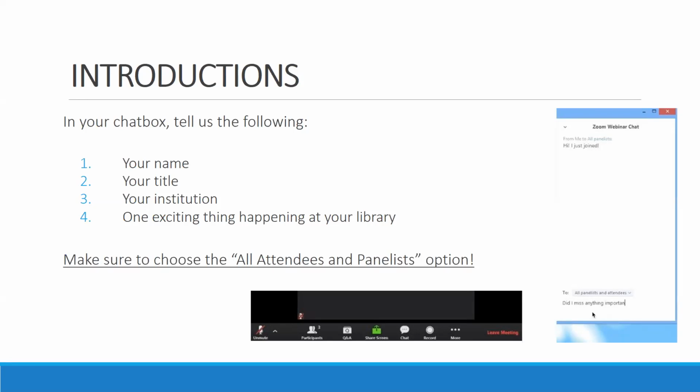That's optional, but if you are using the chat box, make sure you are choosing the all attendees and panelists option. That is one of the fields that you can click, and if you click all panelists, it's just going to go to Sara and me. If you choose all panelists and attendees, everybody can see it, and that's preferable in this particular format.